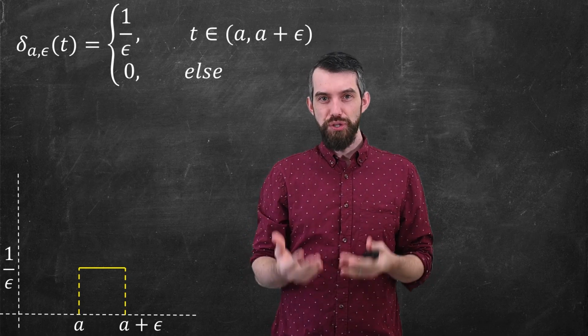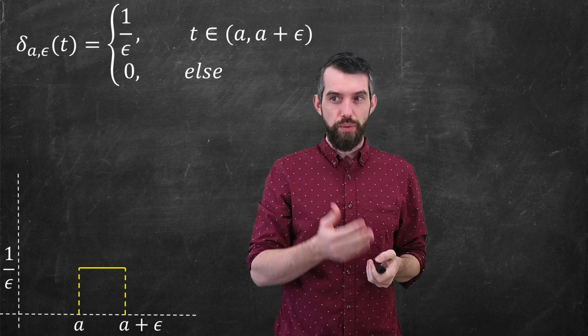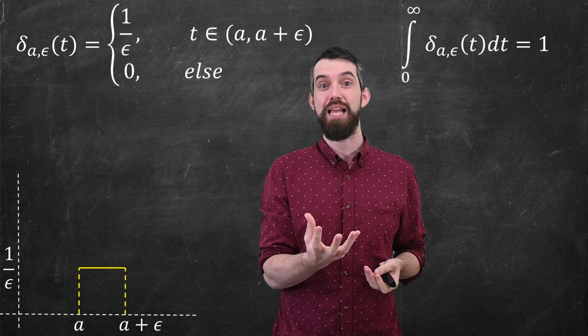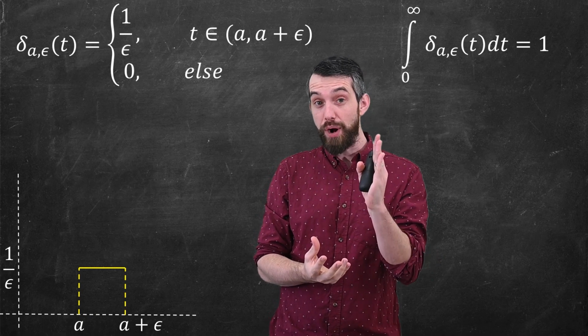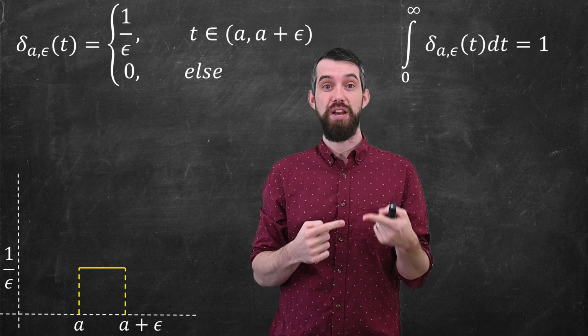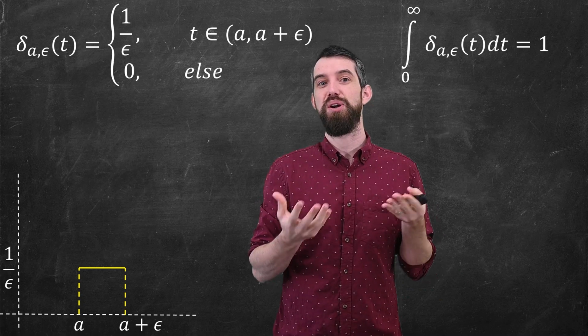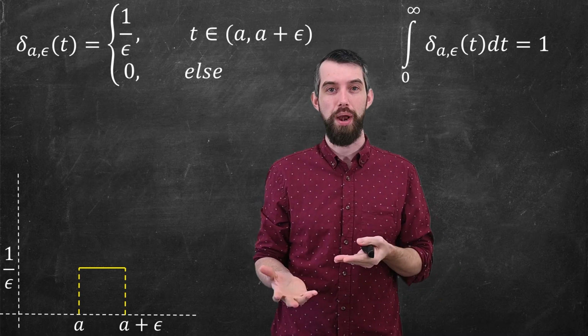Now, if I do this, I can then integrate the specific function, and because it's just a rectangle, the base is epsilon, the height is 1 over epsilon, they multiply out to give an area of 1. And since integrals are just the area under a curve, the particular integral of this function is just 1.